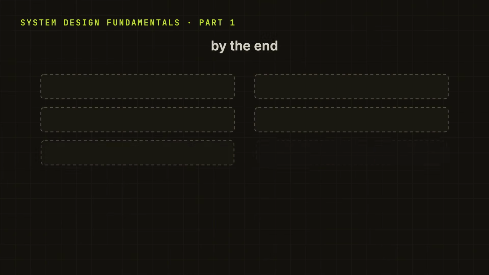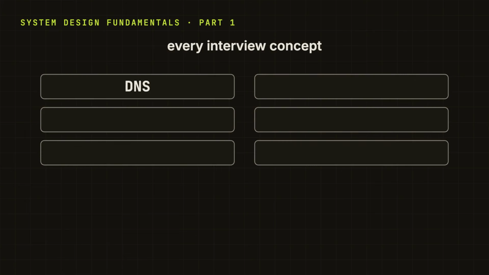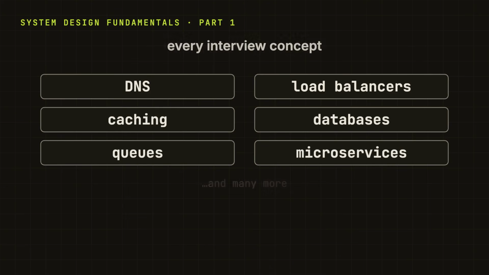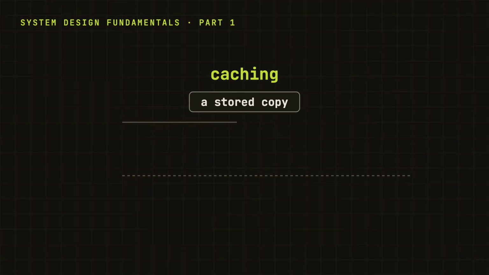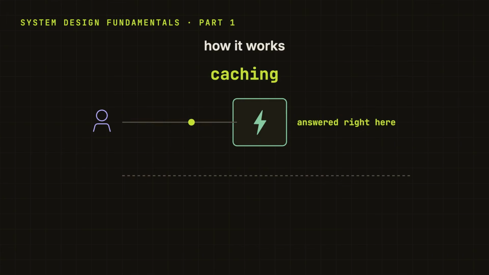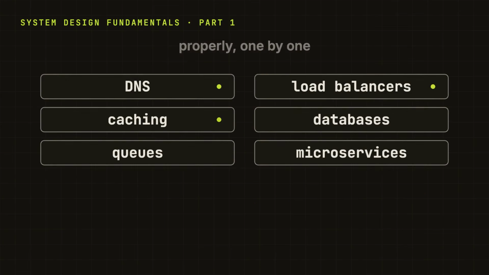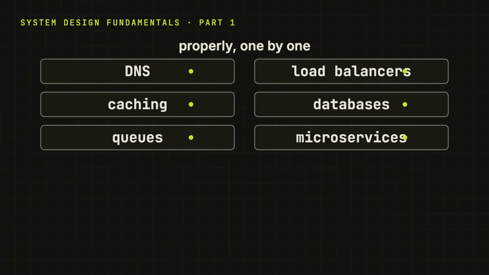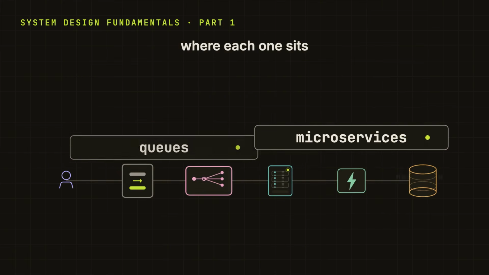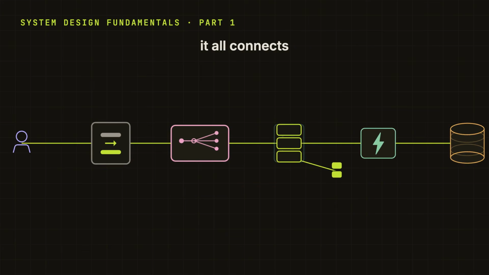By the end of this, you should understand every core system design concept that comes up in the interviews. DNS, load balancers, caching, databases, queues, microservices, all of it. Not just what the word means, but how it actually works and why it exists. So, this is not a quick tour. We will properly teach each concept and then each time I will show you where it sits in our store. So, the whole thing stays connected in your head.